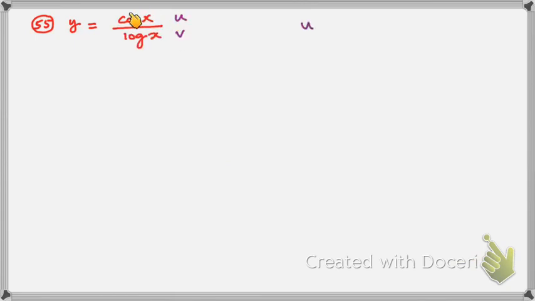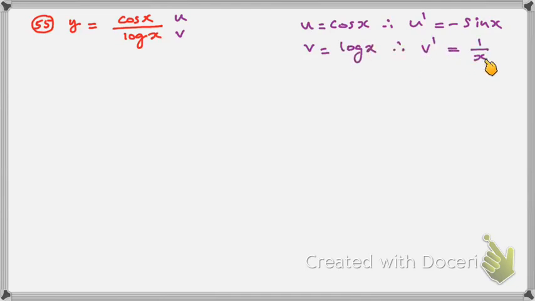This is now quotient rule, u by v, and you know the quotient rule. I need to call the numerator as u and the denominator as v, so I copy what is u. U is cos x, so u dash is minus sin x. V is the denominator, log x, so v dash is 1 over x. Now we try to differentiate.